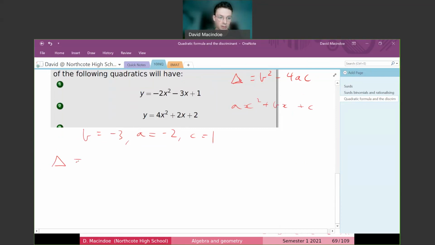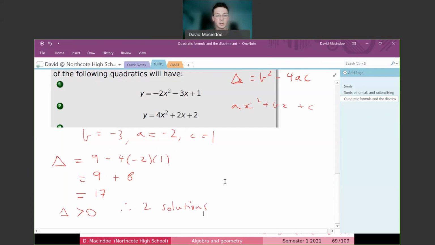So the discriminant for this first one: b squared, -3 all squared, is 9, take away 4 times -2 times 1. So 9 plus 8. Already I can see this is going to be a positive number, I don't even have to work it out. It's 17. So 17 is greater than 0, the discriminant is greater than 0, therefore this quadratic will have two solutions.